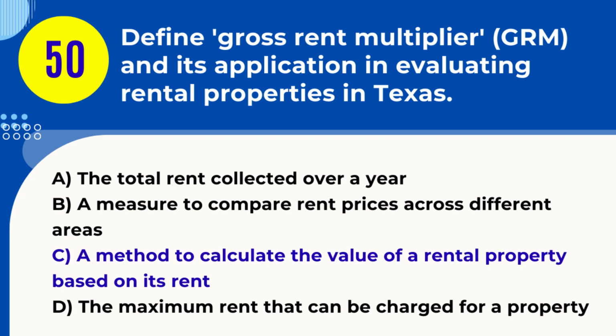Answer. C. A method to calculate the value of a rental property based on its rent. Explanation. The gross rent multiplier, GRM, is a simple method used in Texas to estimate the value of a rental property based on its rental income. It is calculated by dividing the property's price by its gross annual rental income, providing a quick way to compare and assess the value of different rental properties.